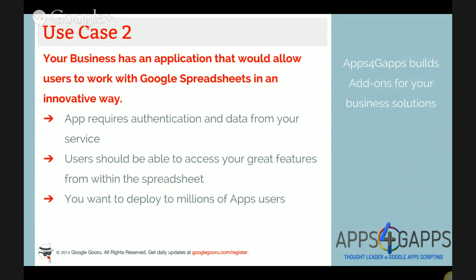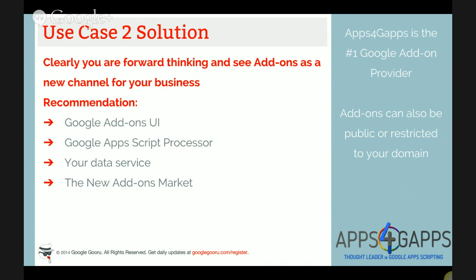So you've got some back end running somewhere that is web accessible, and your users should be able to access the features from within the spreadsheet itself. And you want to deploy to millions of users that are using Google Apps, and you want to deploy that tomorrow. Okay, so let's skip to the next slide for the solution to that. What we would say is add-ons.